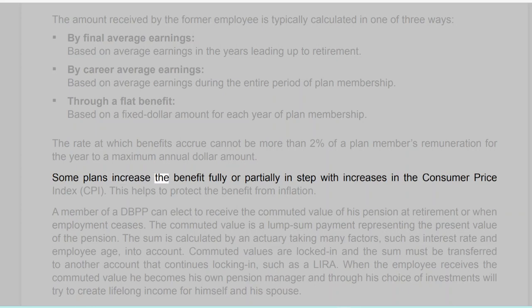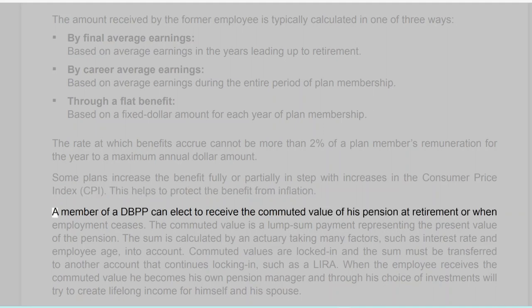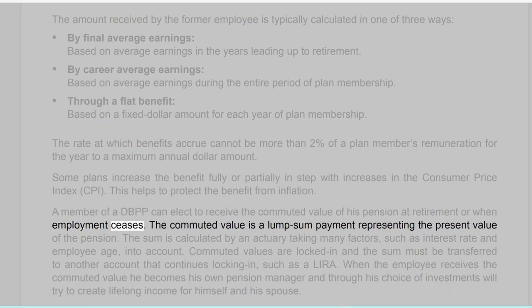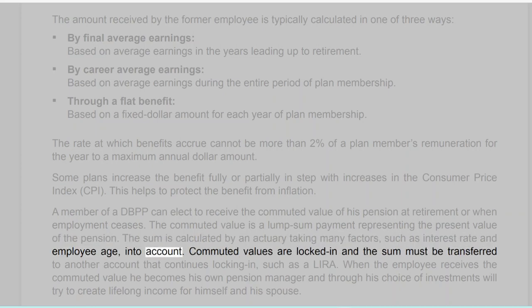Some plans increase the benefit fully or partially in step with increases in the Consumer Price Index, CPI. This helps to protect the benefit from inflation. A member of a DBPP can elect to receive the commuted value of his pension at retirement or when employment ceases. The commuted value is a lump sum payment representing the present value of the pension. The sum is calculated by an actuary taking many factors, such as interest rate and employee age, into account.